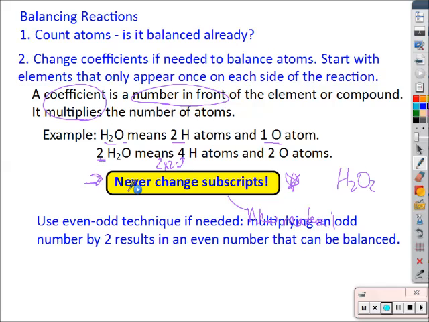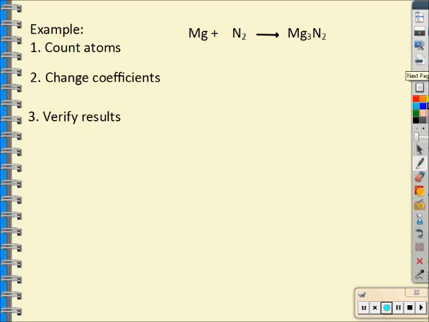Sometimes we'll have the even-odd technique. We use this in ionic compounds when I had a +2 and a -3, and I had to multiply them by 3 and by 2 to get things to balance out to a 6 on both sides. Even-odd technique, we'll use that sometimes where we multiply something by a 2 to change to an even number, so we can actually finish our balancing correctly.